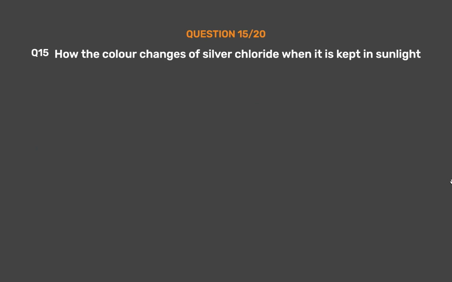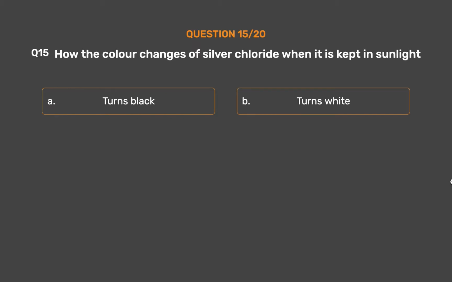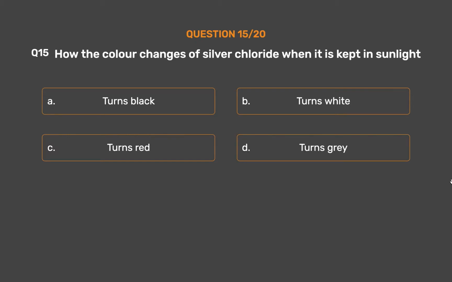Question number 15. How the color changes of silver chloride when it is kept in sunlight? Option A, turns black. Option B, turns white. Option C, turns red. Option D, turns gray. The correct answer is option D, turns gray.